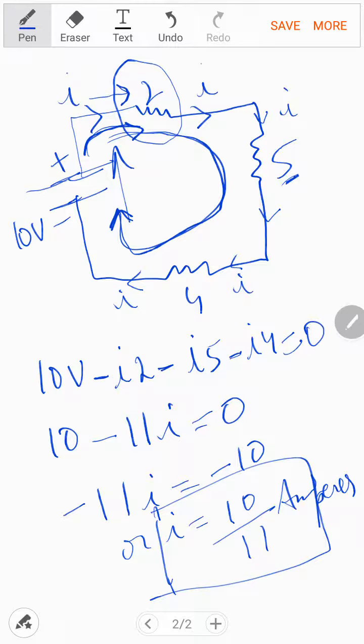In the next topic we will discuss Kirchhoff's voltage law in the parallel circuit, and after that we will discuss Kirchhoff's voltage law in the combinational circuit, that is, in both series and parallel circuits.